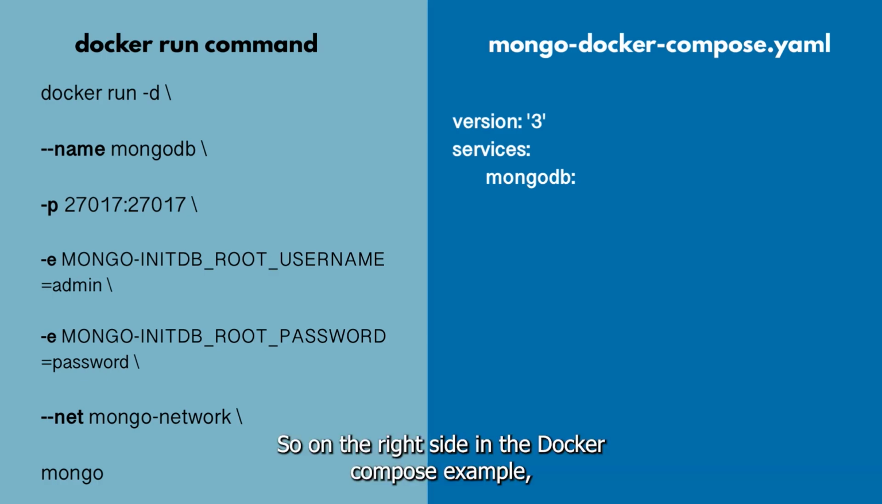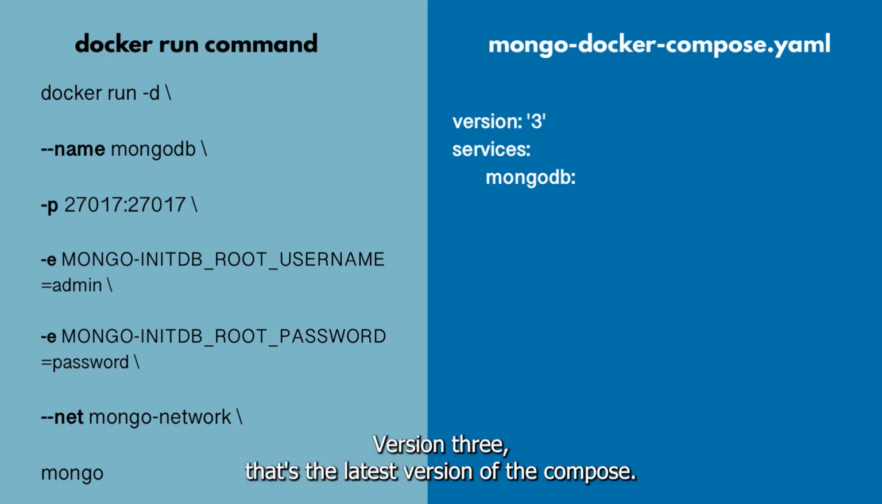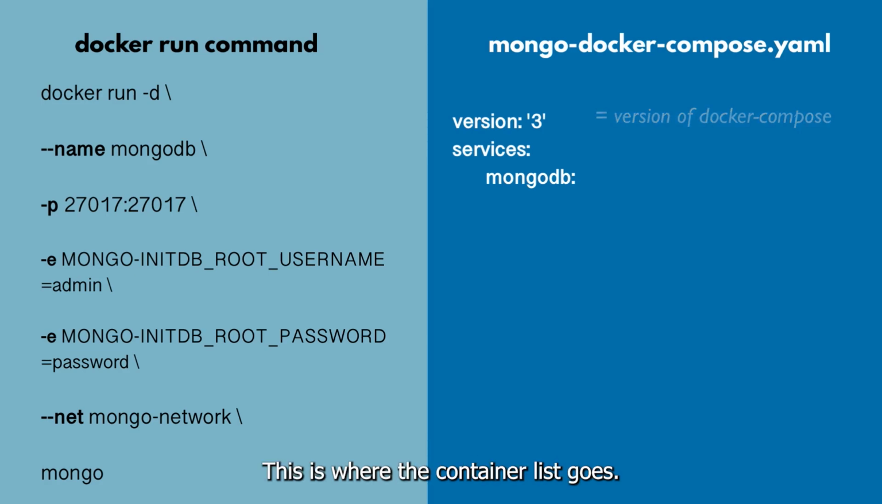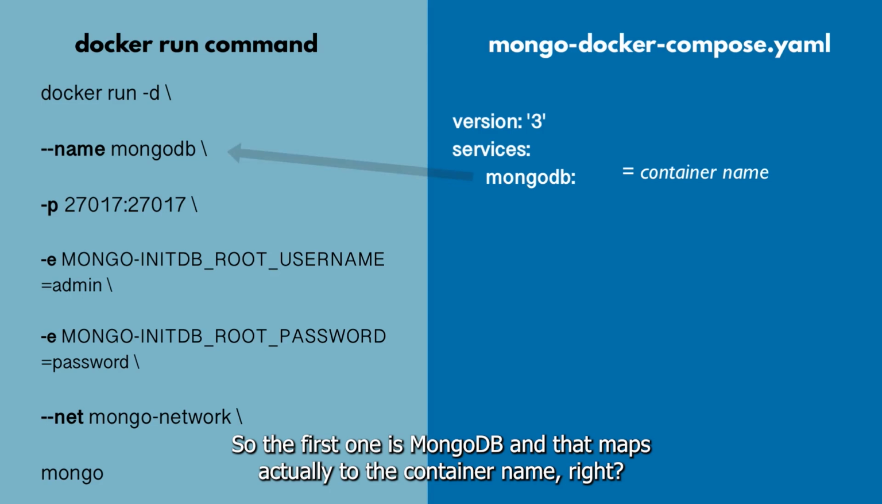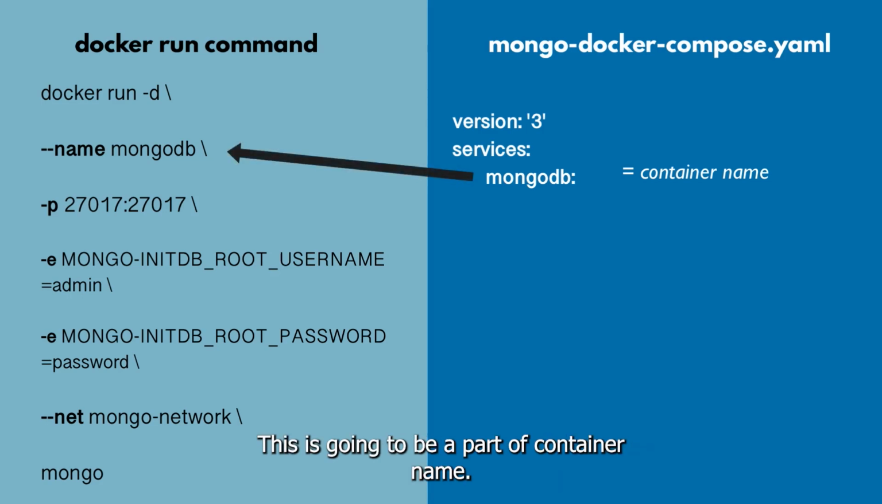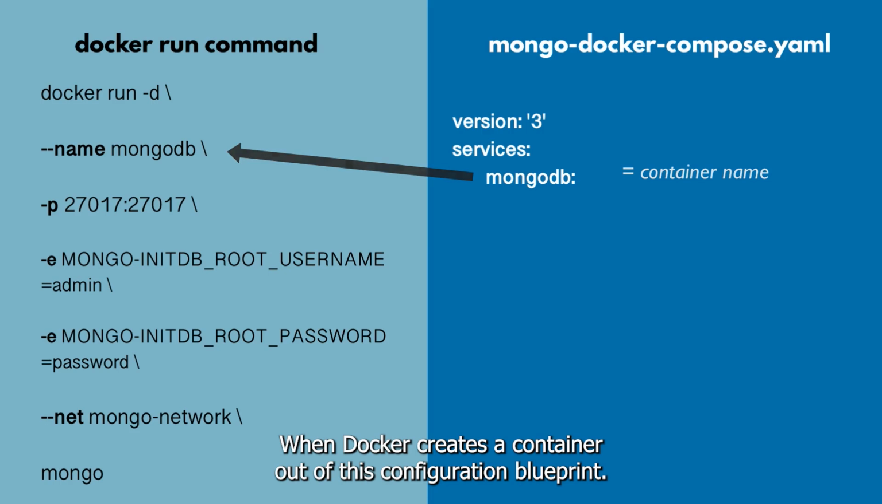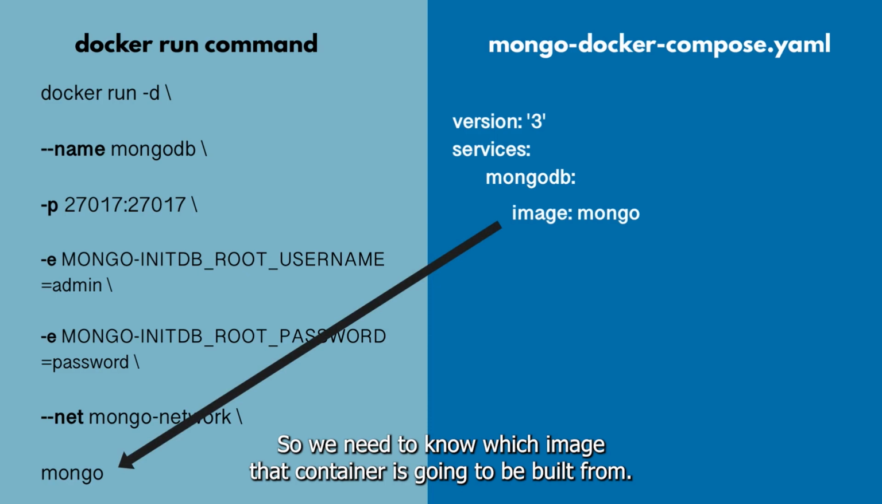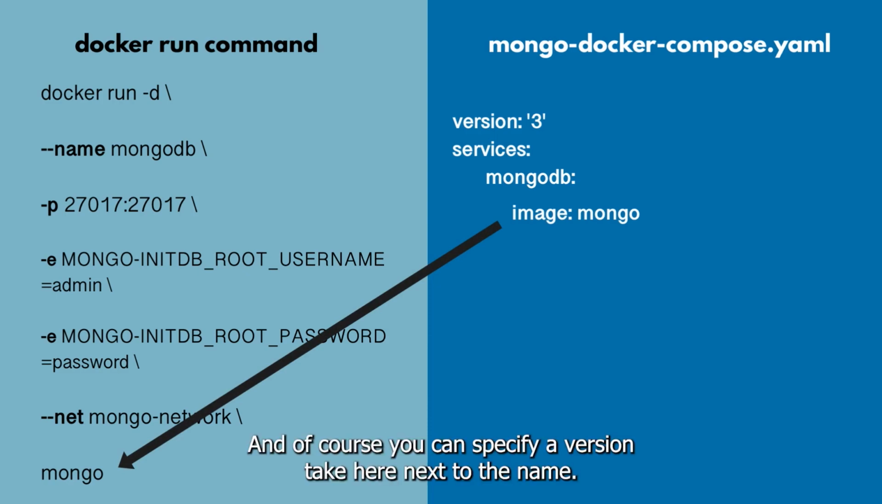So on the right side in the Docker Compose example, the first two tags are always there, right? Version 3, that's the latest version of the Compose, Docker Compose, and then we have the services. This is where the container list goes. So the first one is MongoDB, and that maps actually to the container name, right? This is going to be a part of container name when Docker creates a container out of this configuration blueprint. The next one is actually the image, right? So we need to know which image that container is going to be built from. And of course, you can specify a version tag here next to the name.